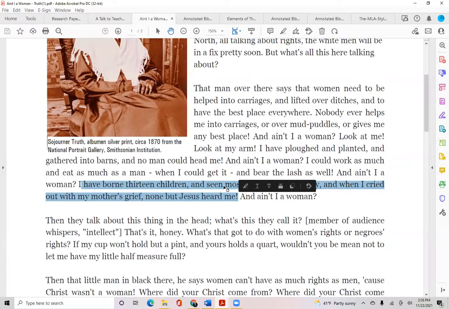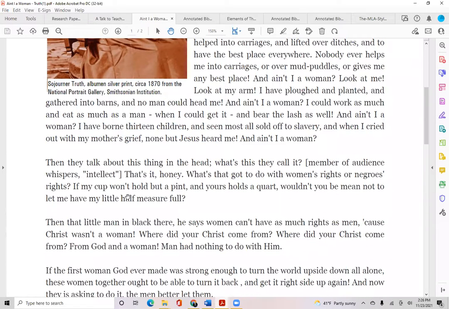And she says, and am I a woman? So isn't that a woman? So therefore women must be strong, right? Then she talks about this thing in the head, right? She calls it intellect. She says, that's it. What does that have to do with women's rights or Negroes' rights? Right? She's saying it's not exactly about somebody being smarter or not, right?